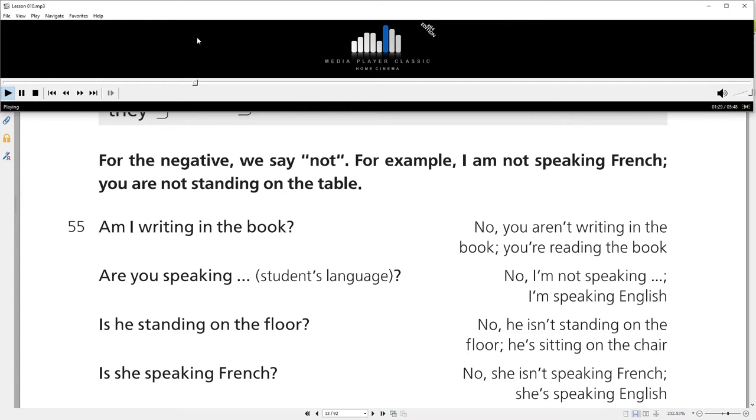Is he standing on the floor? No, he isn't standing on the floor. He's sitting on the chair.